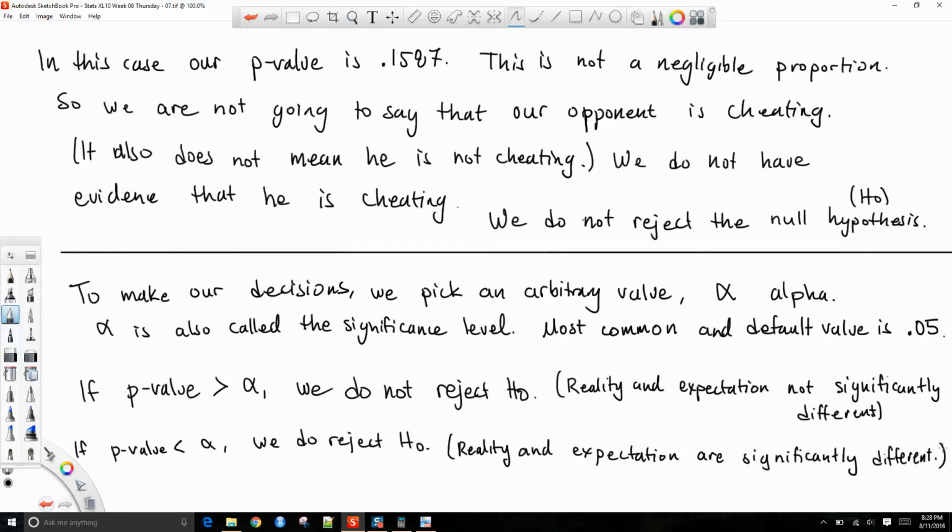And so, if alpha is 0.05, then that means if your p-value ends up being like 0.06, then you don't reject and you say it's not significantly different. And on the other hand, if your p-value ends up being 4%, or even 4.9%, 0.049, where it's less than 0.05, you say, yes, it is significantly different.